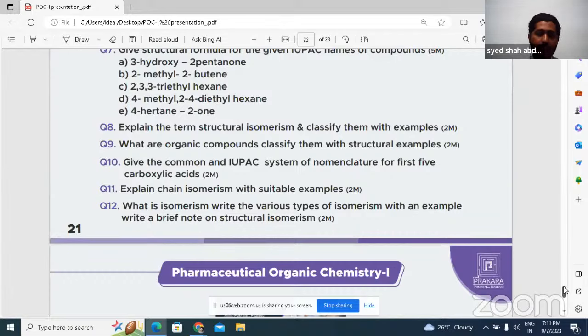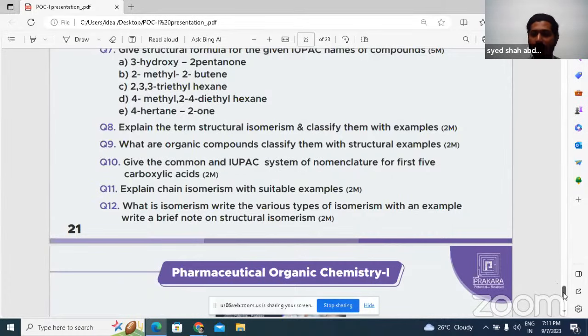Here you can see this 2 marks question, which is: give the common and IUPAC system of nomenclature for first 5 carboxylic acids. Okay, we need to give them the name for first 5 carboxylic acids. And the next question was related to: explain chain isomerism with suitable examples. And the last question is: what is isomerism? Write the various types of isomerism with an example and write a brief note on structural isomerism.